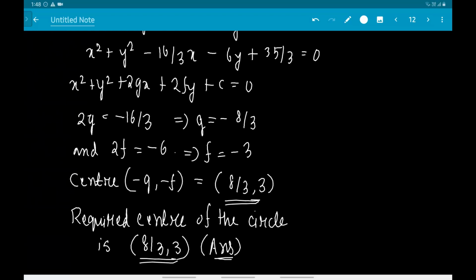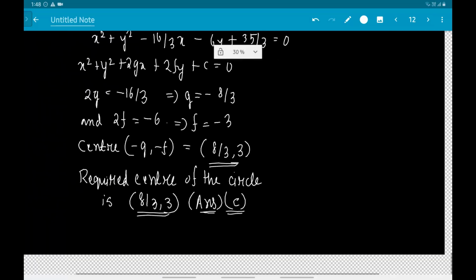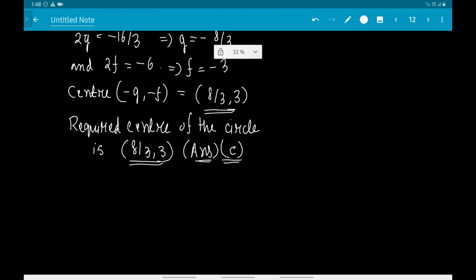So here, which option is matching? Here option C is matching. So it is the correct answer. Okay. Now we come to the ninth question.